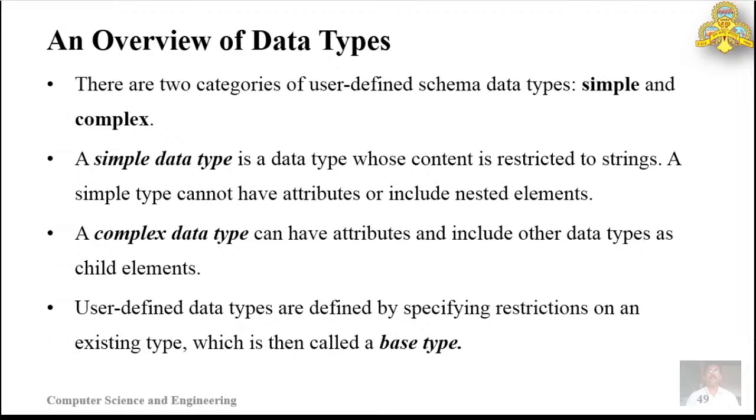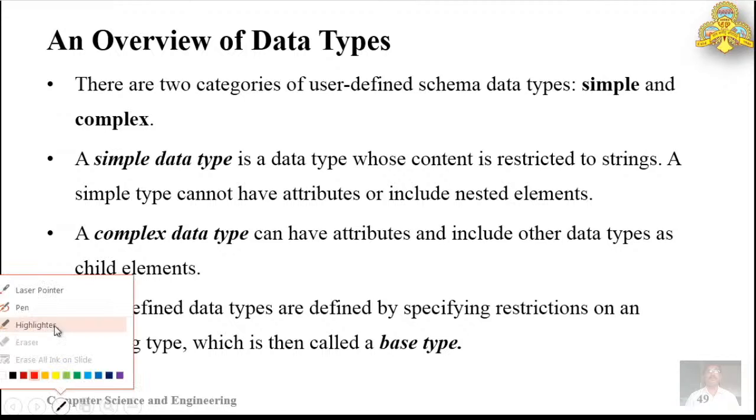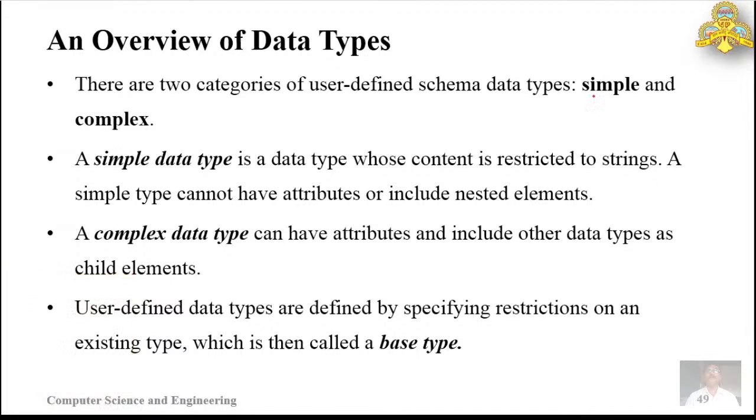The user-defined schema documents are of two types, that is simple and complex. Simple data types are data types whose content is restricted to strings only, and they do not have any attributes or include any other nested elements. Complex, a little bit larger one, can have attributes and also include other data types as child elements.